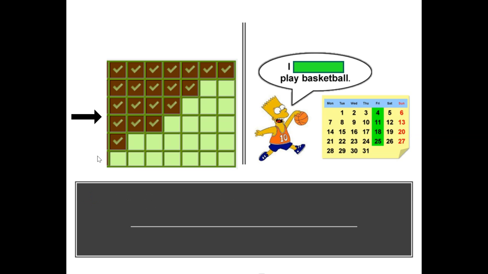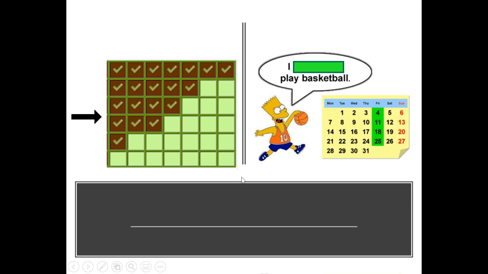Oops, sorry. So, my question is, what do you notice or see? I notice or I see. Well, in the first picture, I noticed that some of these boxes are checked and filled in and the others aren't. And then here it says, I blank play basketball. And it looks like the boy plays basketball on just these shaded days on a Friday in the month. So not all the time.